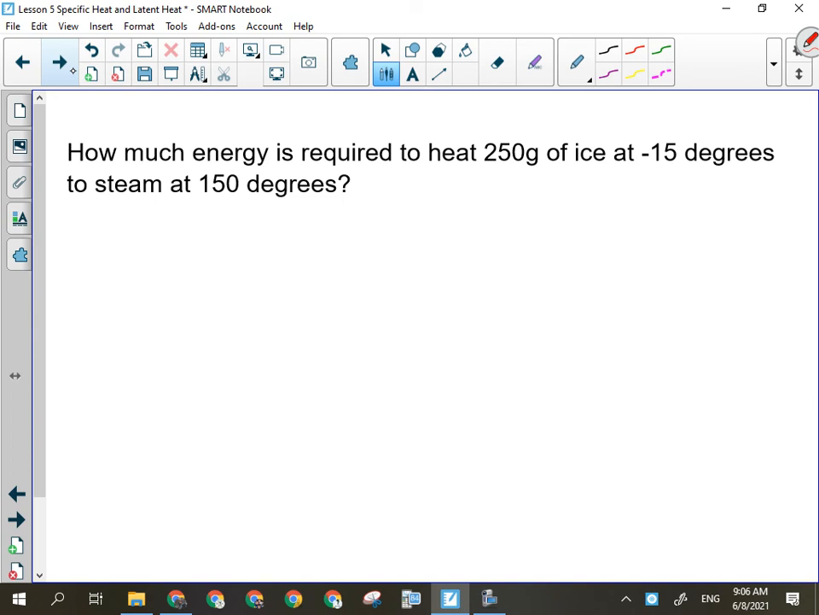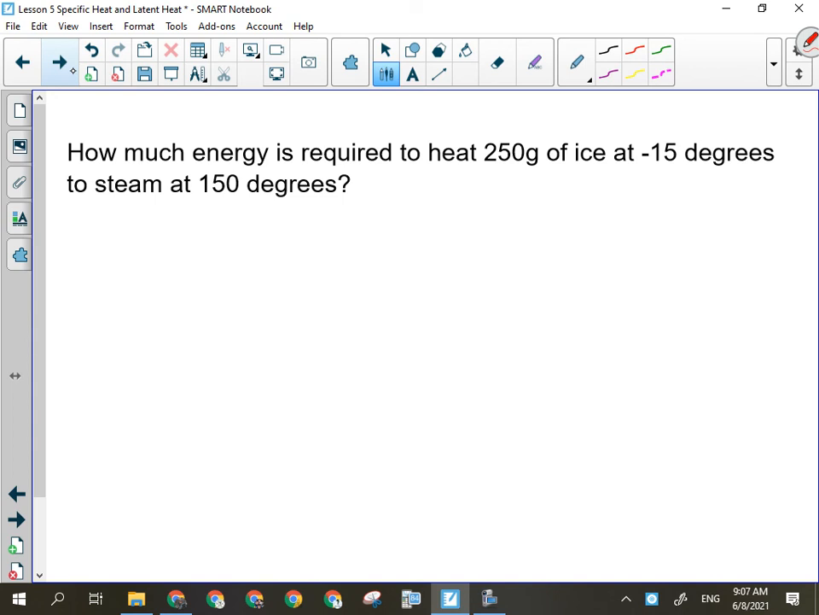Okay, if you get a question like this one, where it's talking specifically about water changing state, and in this case we're going from ice to steam, so we actually have two state changes, you've got a heating curve of water problem. Heating curve of water problems all have the same set of steps to solve, so they're very formulaic. As long as you know the steps, they're super easy, they're just plugging in numbers.